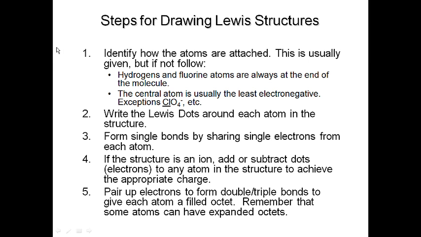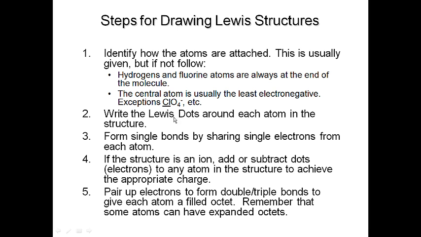So there are some rules that I like to suggest people use to draw Lewis dot structures. Number one, we're going to identify how the atoms are attached. Now, in the homework problems, my general rule is I will give you how the atoms are attached. But at the moment, we never draw rings, and we can follow a couple of rules to help us get the core of the structure if it's not given to us. Hydrogen and fluorine atoms always show up at the end of the molecule, and the central atom is usually the least electronegative, with the exceptions being when you have a halogen attached to an oxygen. That's one of the exceptions. But in all the problems that I'll do here in the next couple minutes, and also for the homework problems, I've given you the core structure.